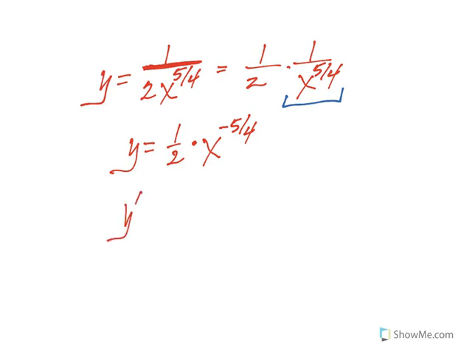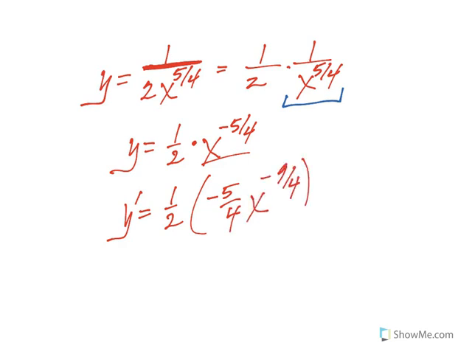So now when I go to derive this, I've got y prime is equal to 1/2 out to the front, and then I just derive this section just like normal. I bring the exponent down to the front, and I take 1 away from the exponent.